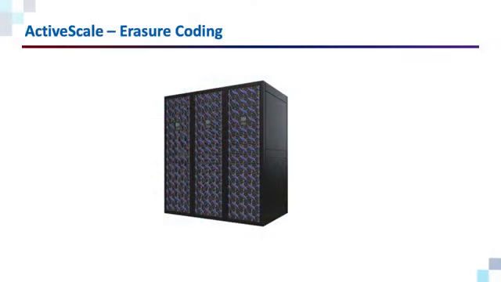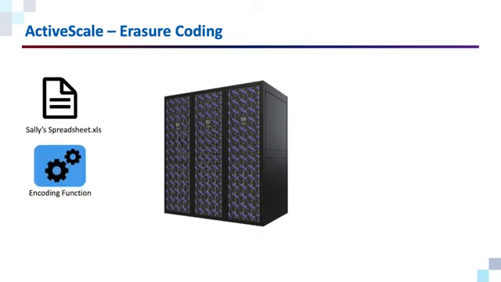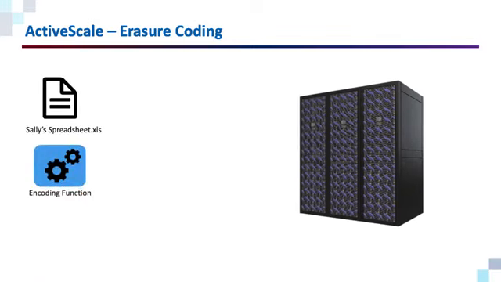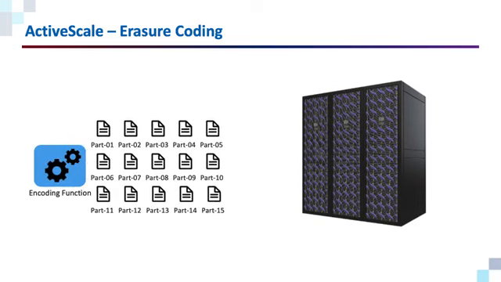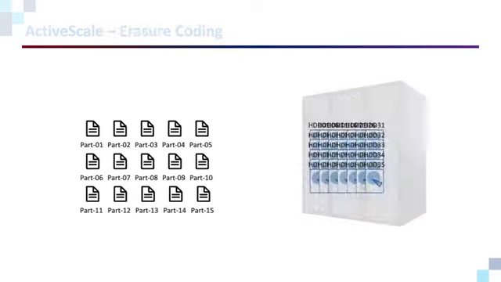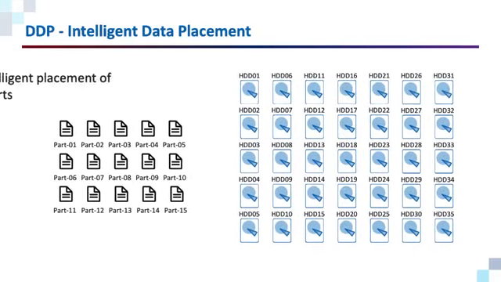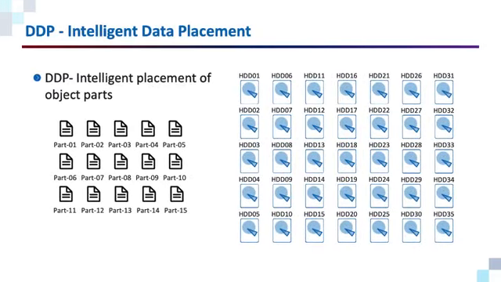To better understand where DDR comes in, we need to do a quick review on how data is placed in an ActiveScale system. When you store a file in an ActiveScale system, it isn't stored as an individual file. It goes through an encoding process, and the result of that encoding process is an erasure-encoded object, in this case with 15 parts. Then another ActiveScale technology called DDP comes in.